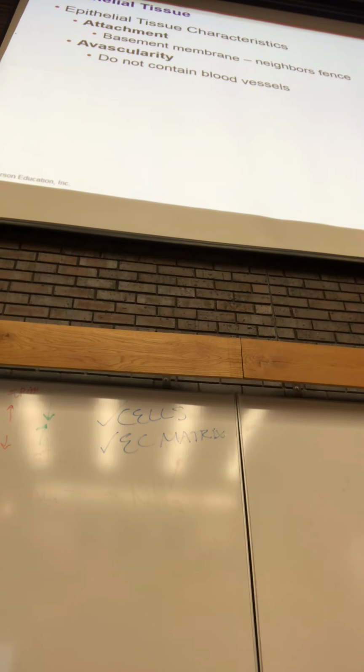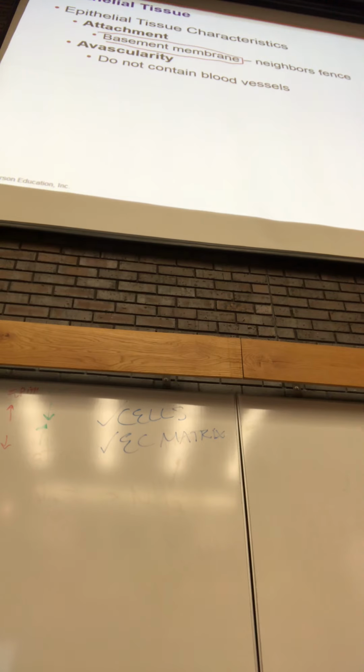Another feature of epithelial tissue is called attachment. What it means is they're lining, but they're not floating out in space. A lining is attached to something else, something deep to it. You could say that an epithelial lining is the outermost layer of something, and it's secured really quite tightly to whatever's beneath it. What's beneath it is called the basement membrane.